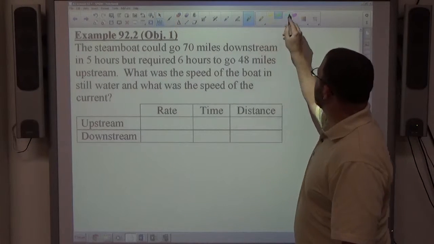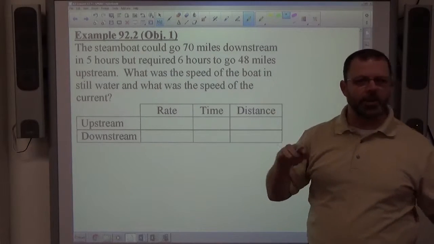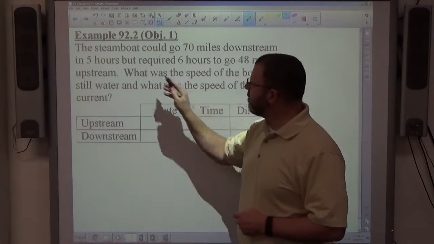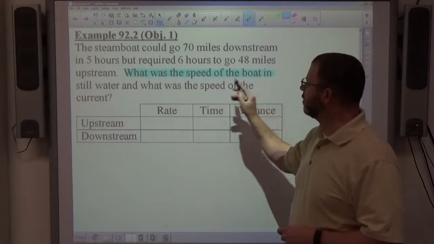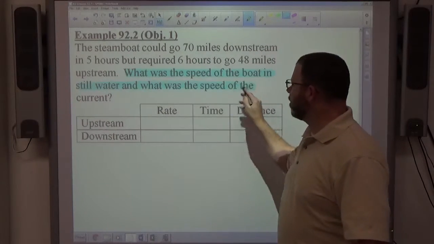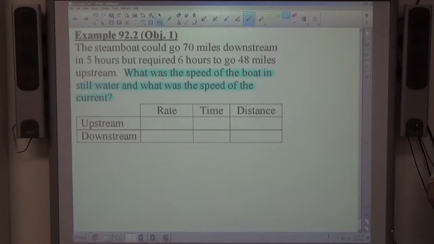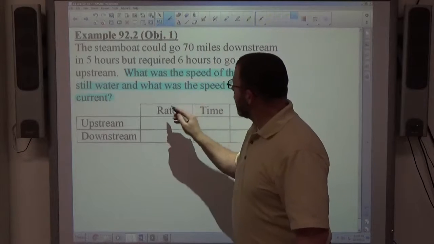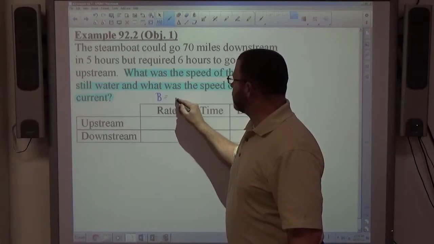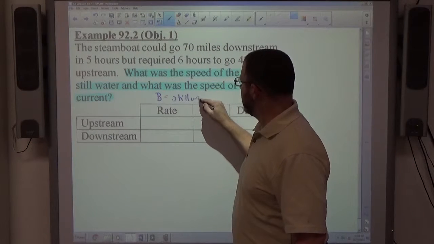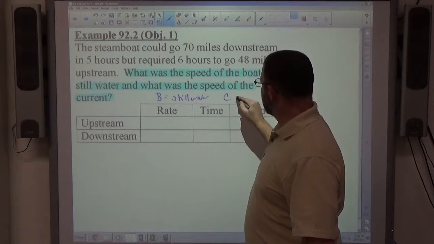So the first thing I care about, anytime I start seeing the words upstream and downstream, is how fast the boat can go in still water and how fast the current is. And those are the two things they chose not to tell me. That happens quite often. We are allowed two variables. That implies that I'm going to have to know everything else. So I'll say B is the still water speed and C is current.